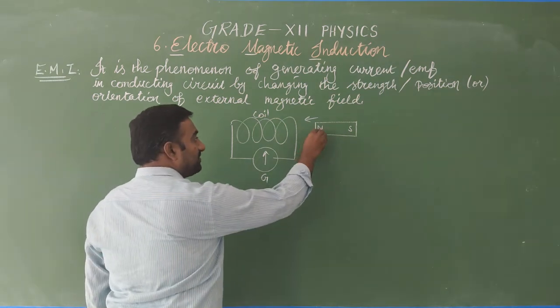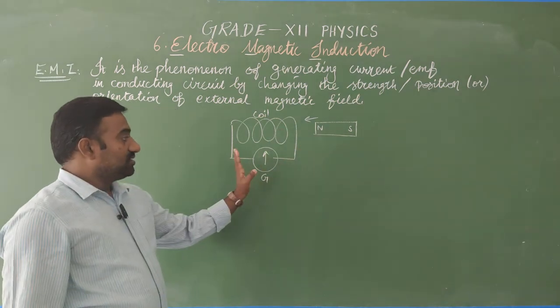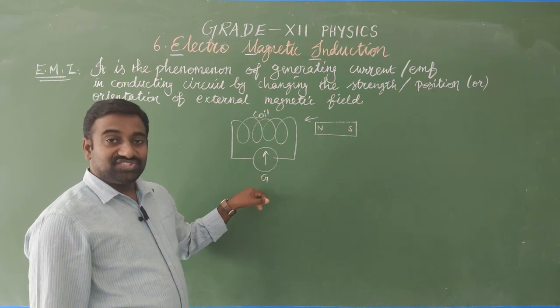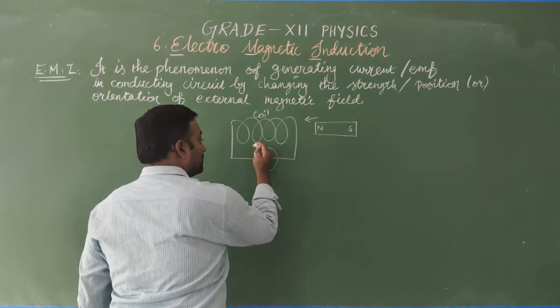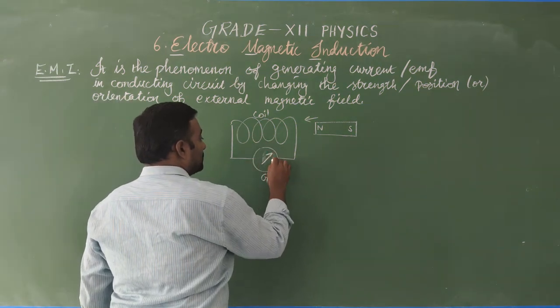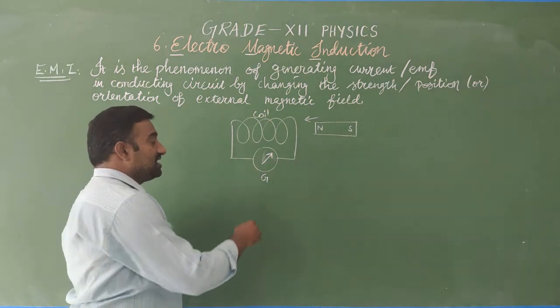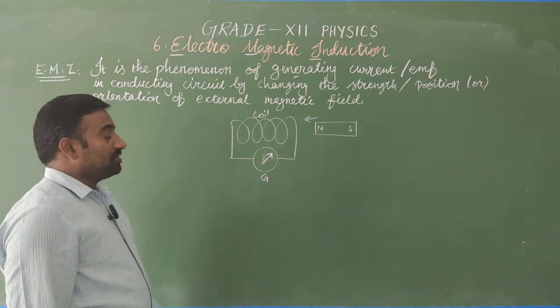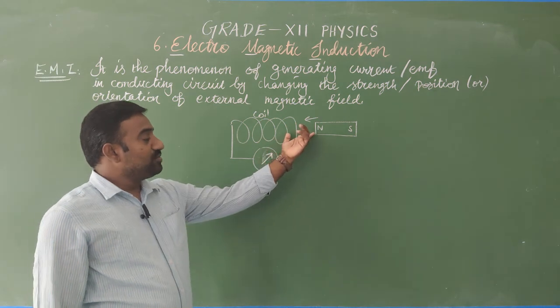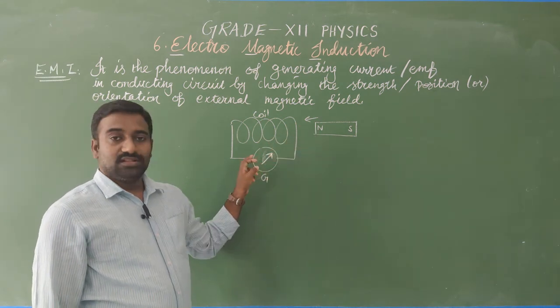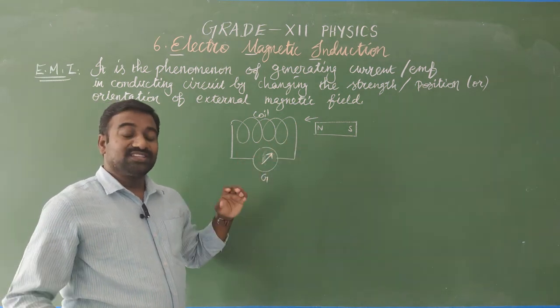Whenever the magnet is linked with the coil, we can notice that there is a change in the galvanometer. The galvanometer shows deflection. The deflection means current is induced in the circuit. So we can say that there is a relative motion between the magnet and the coil, and the current is induced. So what is called induced?